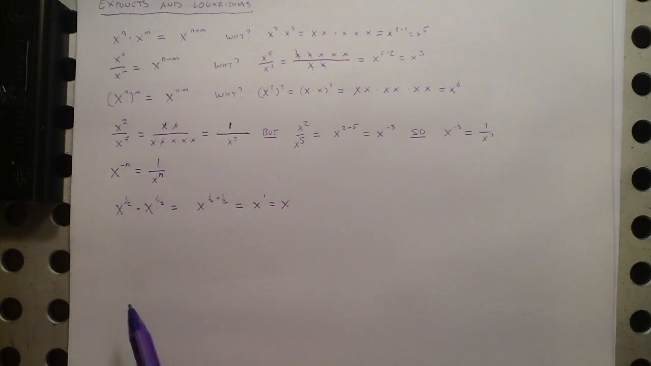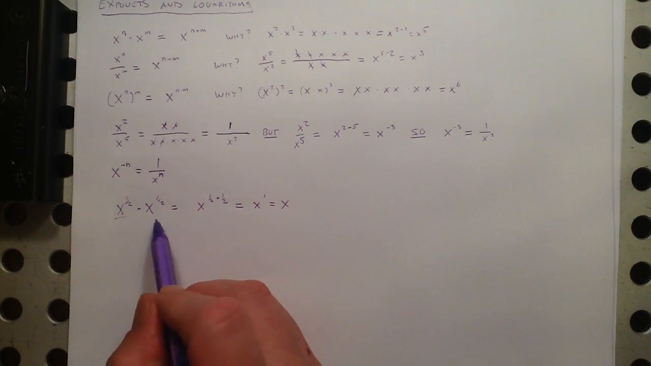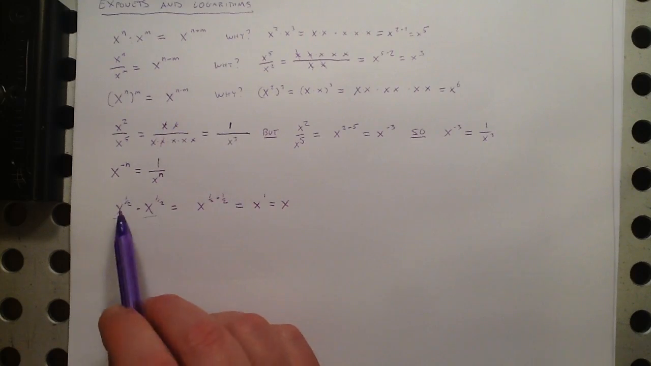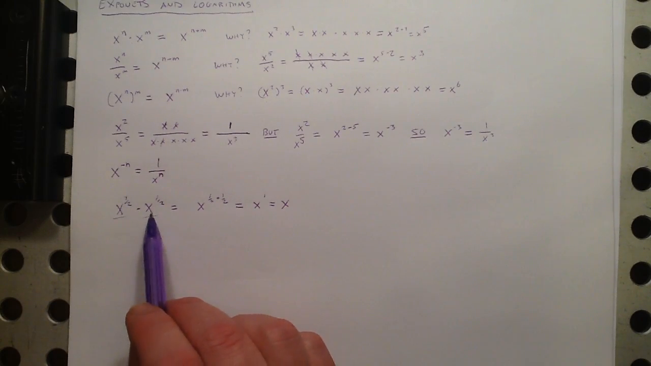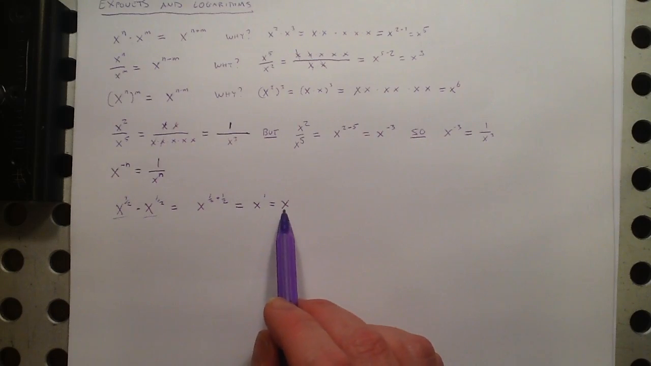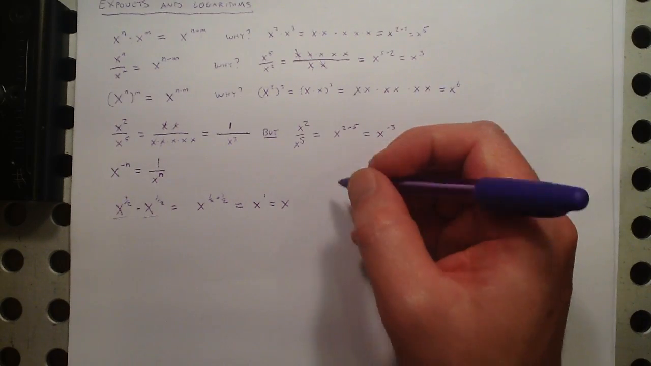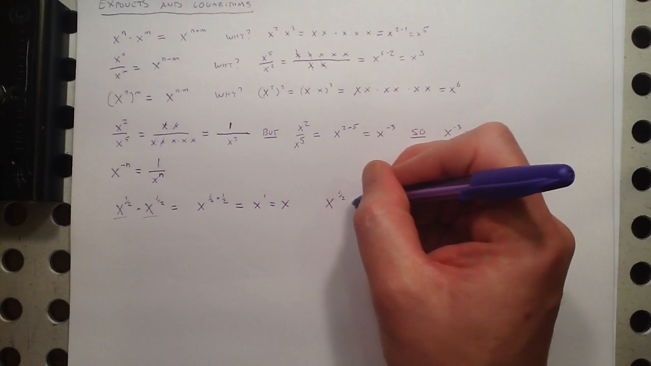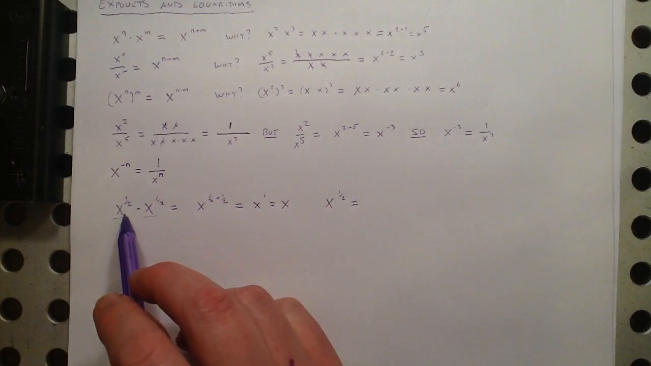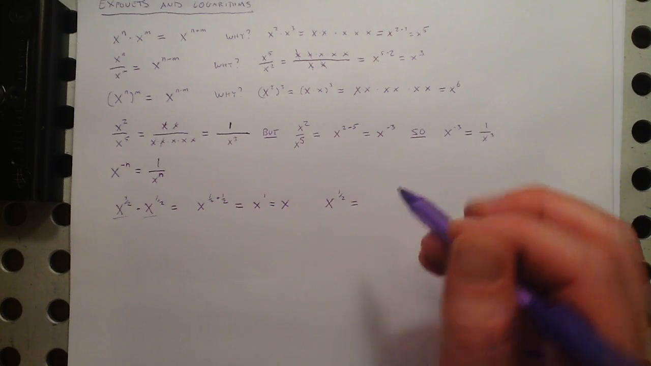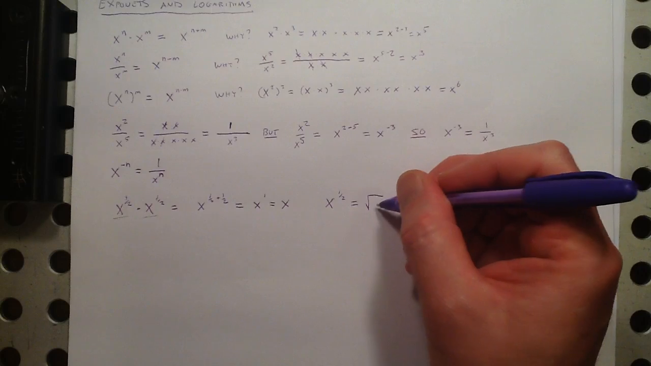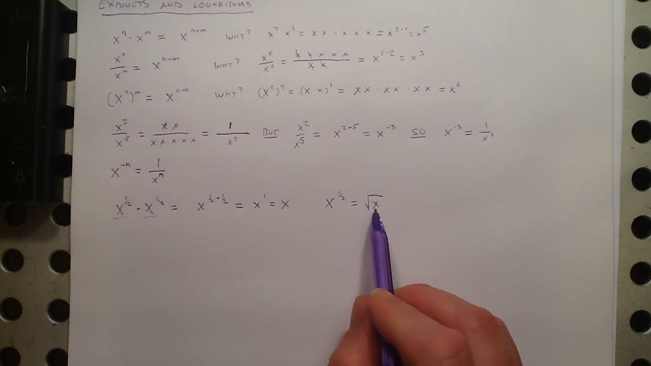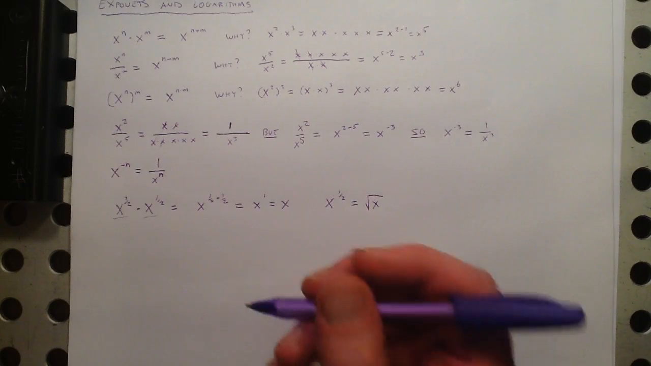So what does x to the 1/2 mean then? Well, x to the 1/2, if we multiply it by itself, we get x. So x to the 1/2 is the thing that when you multiply it by itself, you just get an x, which means that x to the 1/2 must mean the thing that when you multiply it by itself, you get x. And by definition, that's what the square root of x is. So x to the 1/2 must mean the square root of x.